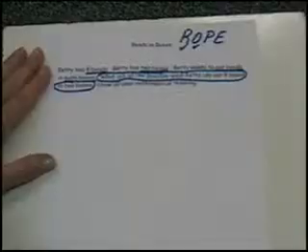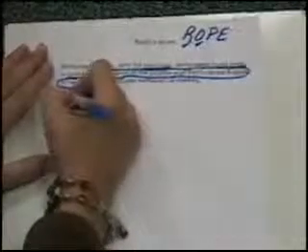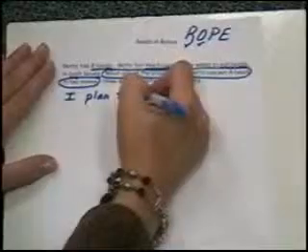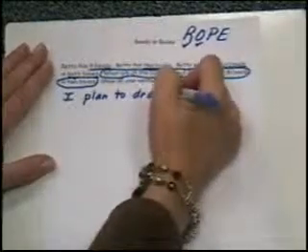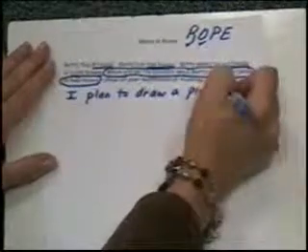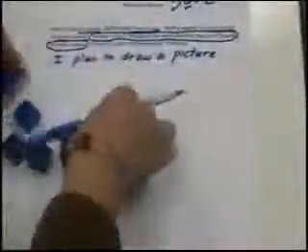P is to plan how the children are going to solve this problem. So they would write, I plan to draw a picture. Okay. Usually we would give them manipulatives to work this problem. So I have 8 cubes representing the beads.